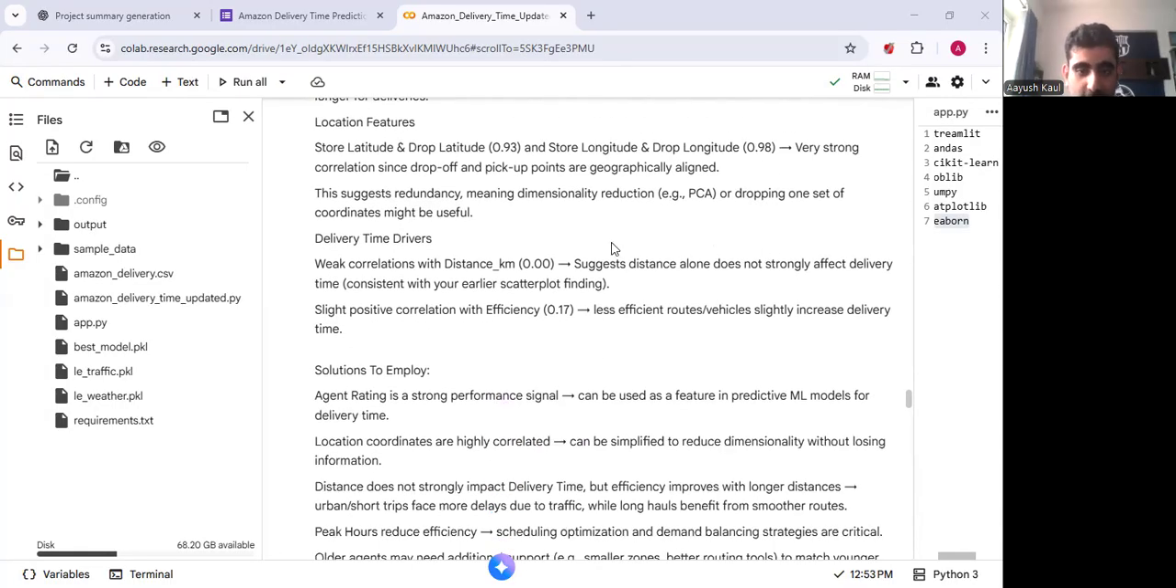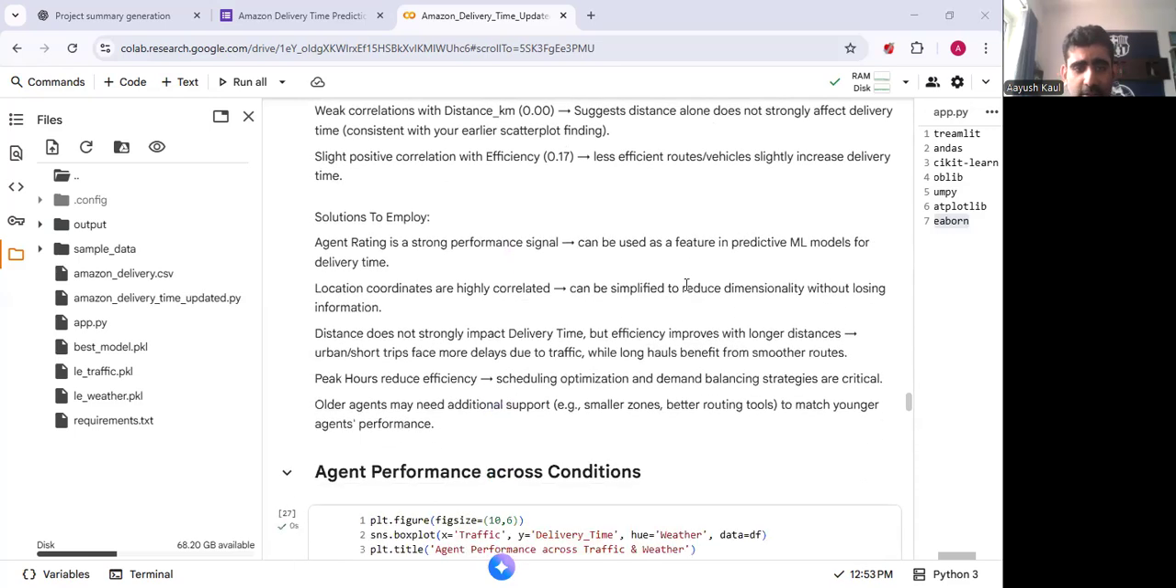The solutions we need to employ to solve the problem are: agent rating is a strong performance signal and it can be used as a feature in predictive ML models for delivery time. Location coordinates are highly correlated and can be simplified to reduce dimensionality without losing information.